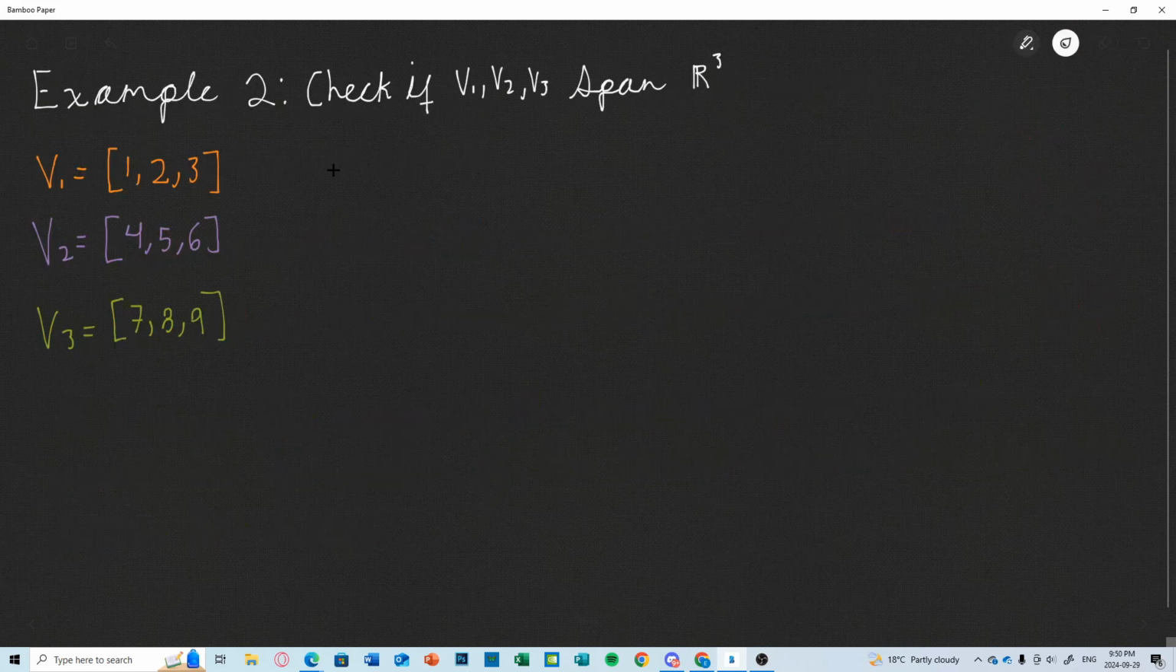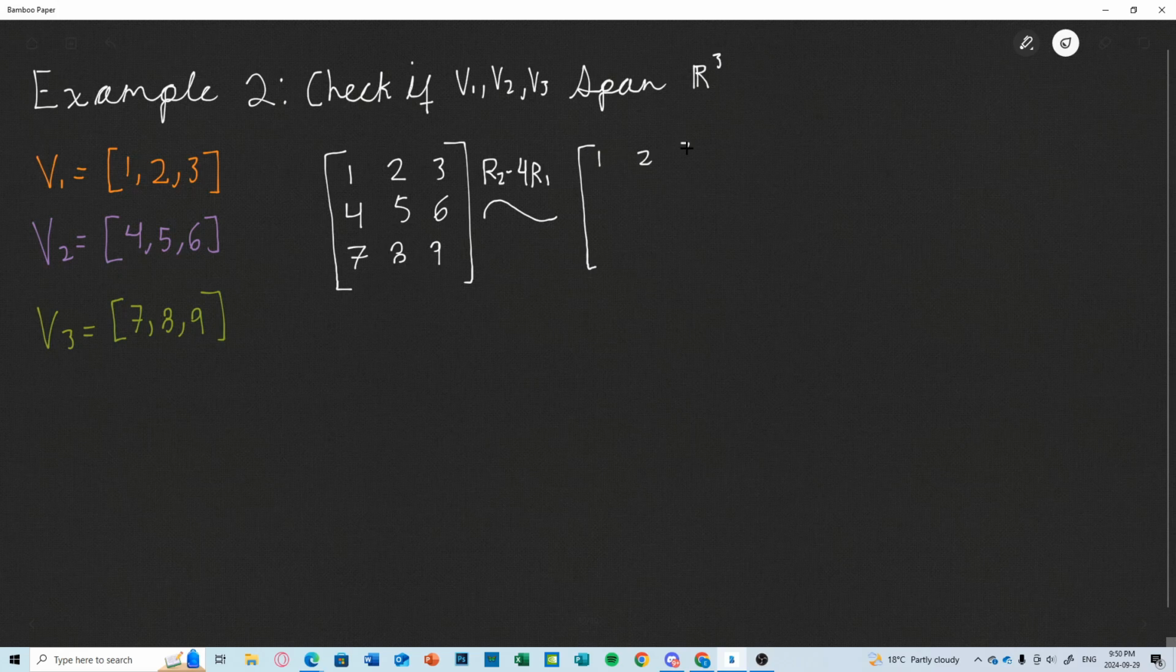Alright, so what we're going to do is our first step of putting all our vectors into a matrix. We're going to have 1, 2, 3, 4, 5, 6, and 7, 8, 9. Now we're going to try to have it as close as we can to our form of 1, 0, 0, 0, 1, 0, and 0, 0, 1. So our first step is we're going to subtract 4 times row 1 from our second row. So it's going to be R2 minus 4R1, which will give us 1, 2, 3, as that doesn't change. And this will give us 0, negative 3, and negative 6. And then our last row doesn't change.